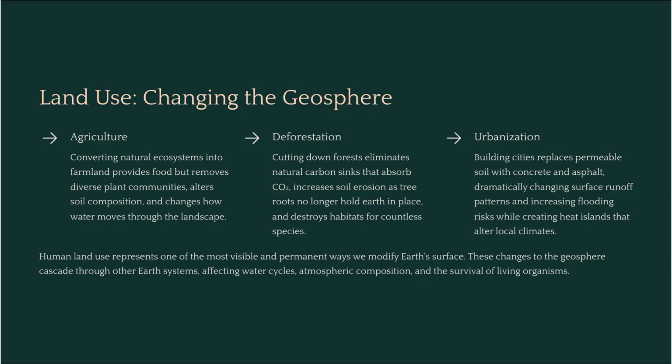The land itself, the geosphere, is often the first thing we change. Think about building a city, a farm, or a highway. We have to clear the natural landscape. Deforestation, especially, is a major problem because forests are the planet's natural lungs, sucking up carbon dioxide. When we cut them down, we lose that natural cleaner and increase the amount of CO2 in the atmosphere. Urban areas also change how water moves, increasing runoff and often causing local flooding.